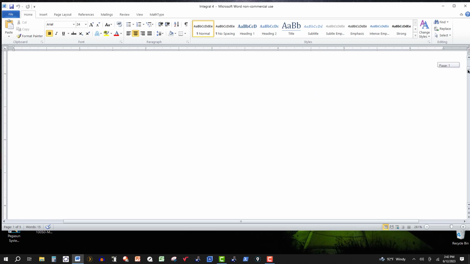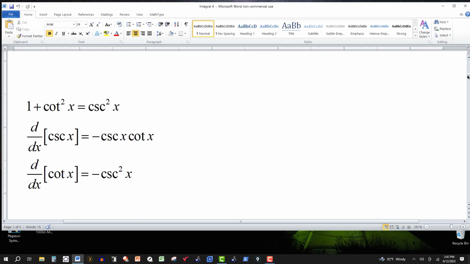It should be clear by now that when you're working with trig integrals, besides knowing your derivative formulas, you also need to know quite a few of your trig identities. The one we're going to be using here is 1 plus cotangent squared x is equal to cosecant squared of x. And of course we need to know that the derivative of cosecant is minus cosecant cotangent of whatever angle you're dealing with, and if it's in terms of u, you multiply by the derivative of u with respect to x. The derivative of cotangent of x is equal to minus cosecant squared of x.